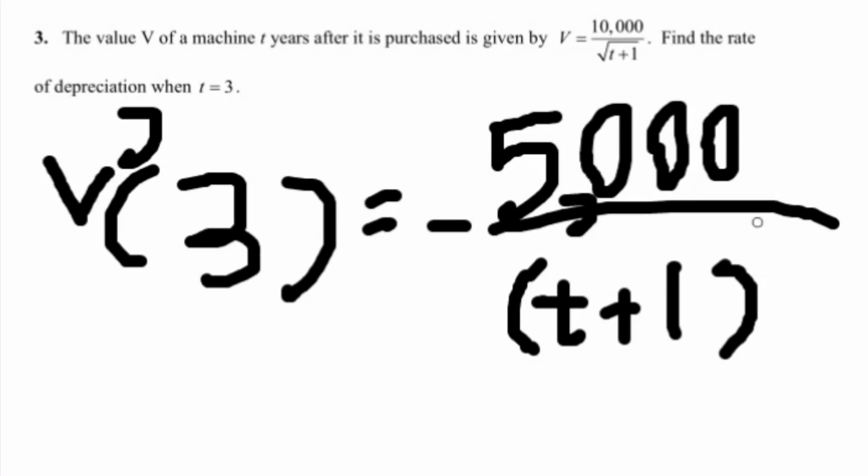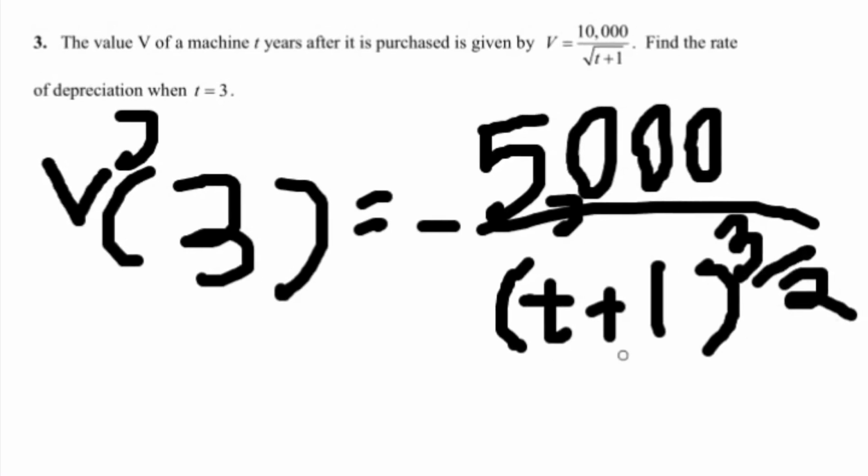Now let's see if I can do it right this time. We're going to have a 3. Oh, that's the ugliest 3. And we're going to have 3 over 2.